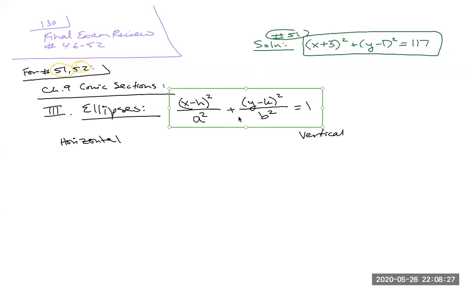Essentially, for a horizontal ellipse, that means that the A term is going to be larger than your B term here. So A would be greater than B. So the part underneath the x squared term is going to be larger, which is going to stretch your ellipse in the horizontal direction. If it's vertical, that means A is less than B. So you're looking for the larger number underneath the y squared term.